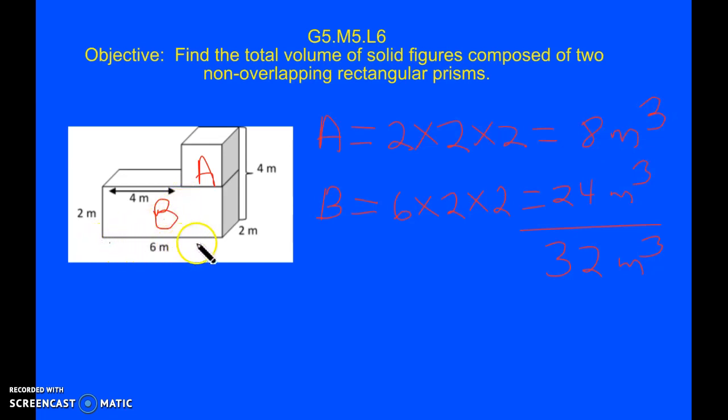We then look at B. We have an obvious length of 6 meters. We have an obvious depth of 2 meters, and they've given us the height already of 2 meters as well. Following our formula, 6 times 2 times 2, 6 times 2 equals 12, 12 times 2 equals 24. We are left with 24 meters cubed for figure B. Add them up, we have a total volume of 32 meters cubed.